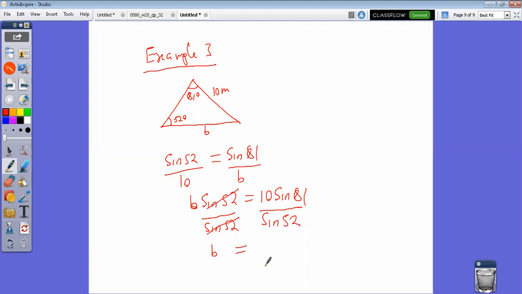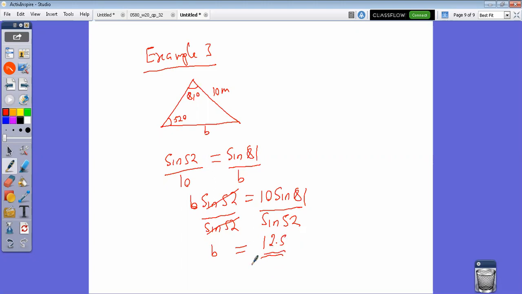So B is equal to what? What do you get from a calculator? 10 sine 81 divided by sine 52. You find from a calculator 12.5. You're saying 12.5? Yes, sir.